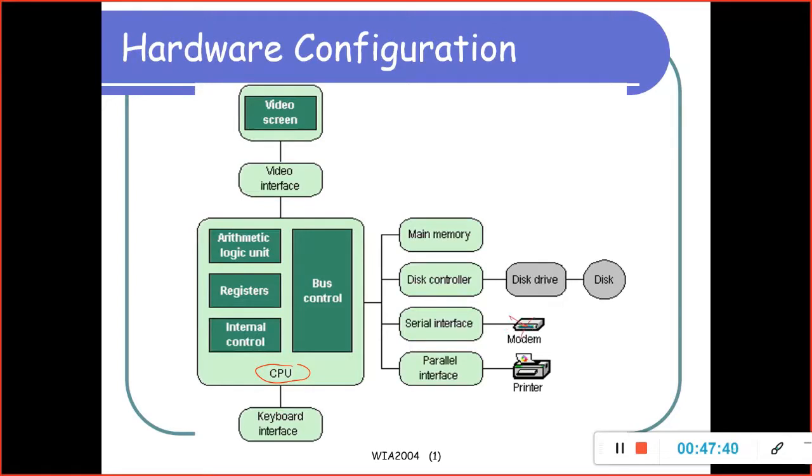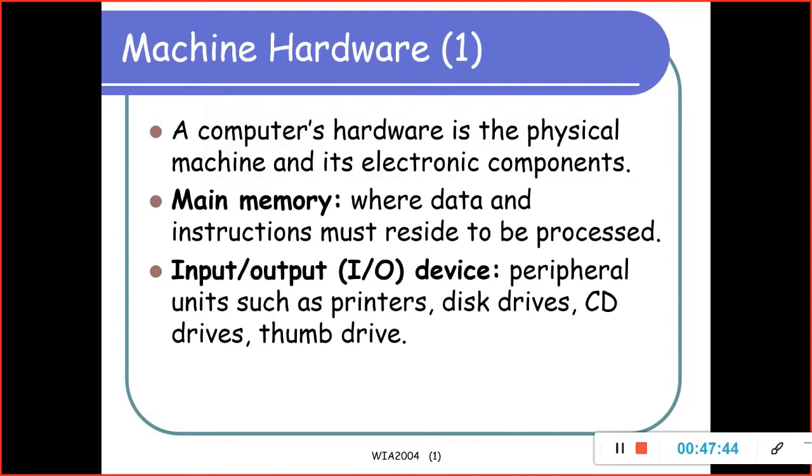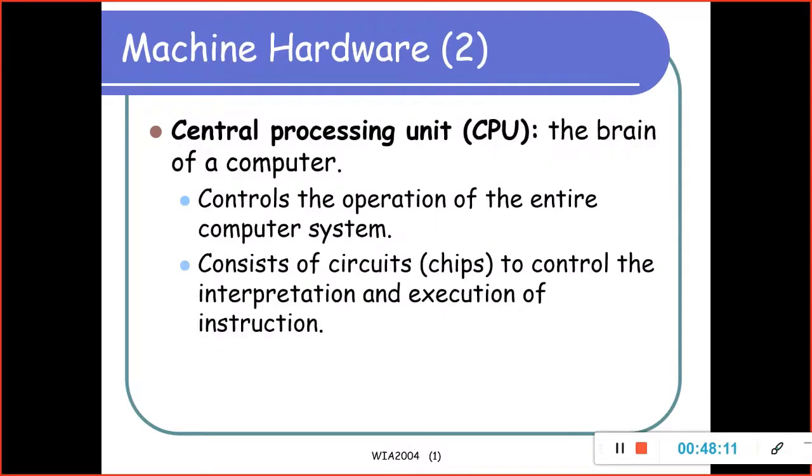Now they don't use wireless or something like that. Okay. So machine hardware, a computer's hardware is the physical machine and electronic components: main memory, where data and instructions must reside to be processed, and input-output devices, peripheral units such as printers, disk drive, CD drive, thumb drive. So this is basically input-output devices as hardware, and the main memory, where all the instructions you need to control the hardware must reside.